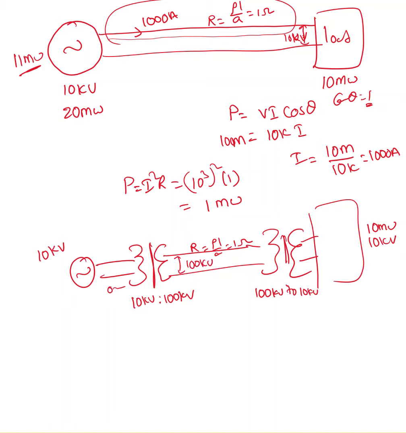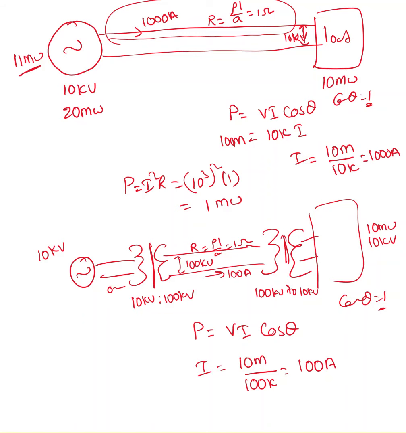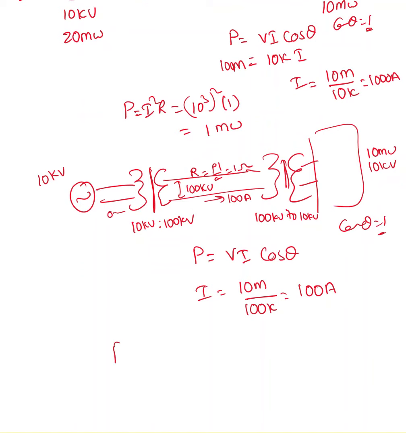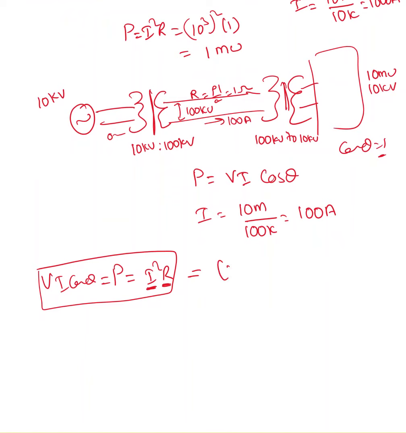Now what is the voltage across this? Basically that's 100 kV. Now what is the power? P equals V I cos theta. Let me take cos theta equal to 1. So V I equals 10 mega over 100K, we will end up with only 100 ampere. So the current passing through this wire is only 100 ampere. Now the power loss in this line is I square times R. You can use I square times R, or P is V I cos theta. You can use any one of these formulas. I know R, so I'm going to use I square times R. P equals I square times R, which is 100 square times 1. How much is that? That is 10 kilowatt.